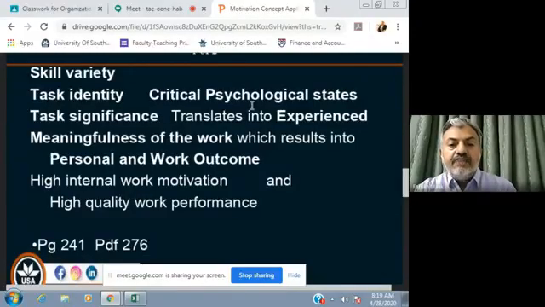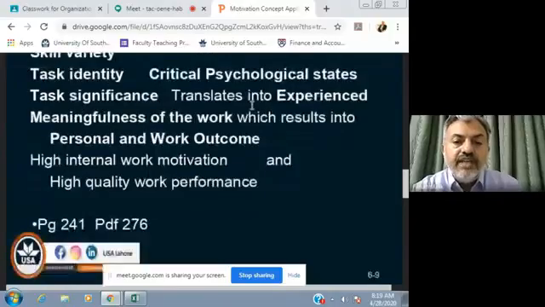And this experienced meaningfulness of the work translates into personal and work outcomes. If you are motivated and if you are performing well, your team is performing well, then you will end up giving good output. So your personal and work outcome is high internal work motivation, and high quality work performance. Since you are internally motivated, your high internal work motivation translates into high quality work performance. So the type of work that you are producing is high quality work.